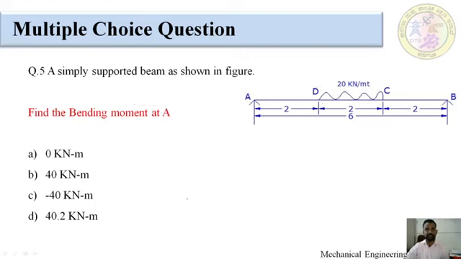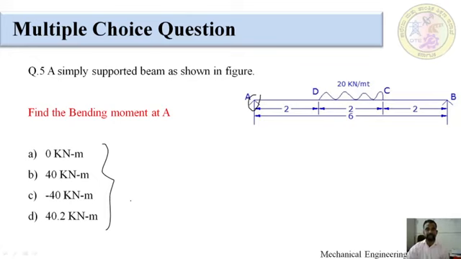Next slide, we have the 5th question on the same diagram, a simply supported beam. We only need to calculate the bending moment at section A. These are the 4 values. Do carefully, and we have to be more careful while doing calculations in bending moment.